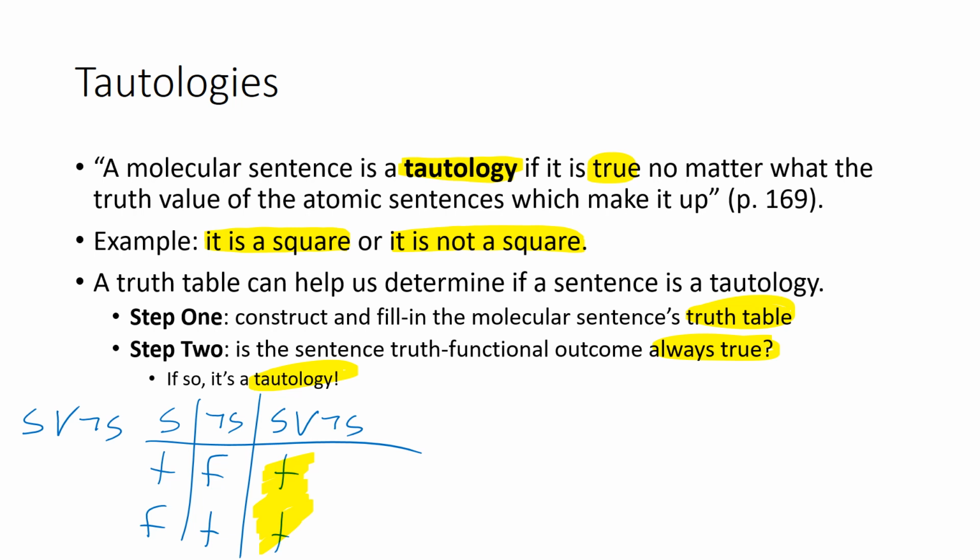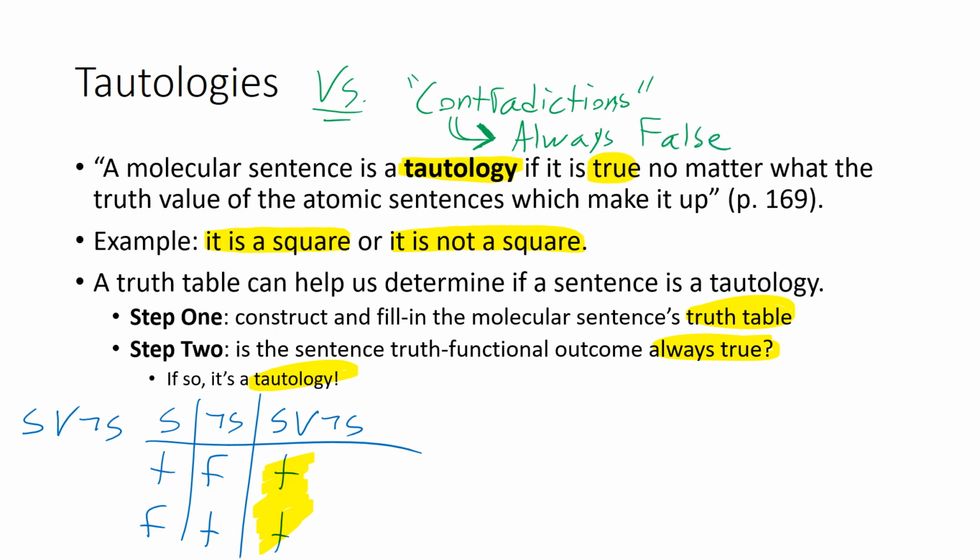Now, by the way, the opposite of a tautology is a contradiction. And contradictions, unlike tautologies, are always false. And of course, tautologies are always true.